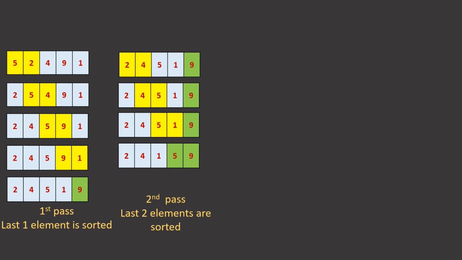You can see in the second pass what you will do. 2 and 4 will be compared and no need to swap. Then 4 and 5 will be compared. No need to swap them. 5 and 1 have to be compared and they will be swapped. Okay, you have to stop there because there is no need to do this operation with 9 again, because that is already sorted. Now your list becomes 2, 4, 1, 5, 9. So here you can see at the end of the second pass, the last two elements are sorted.